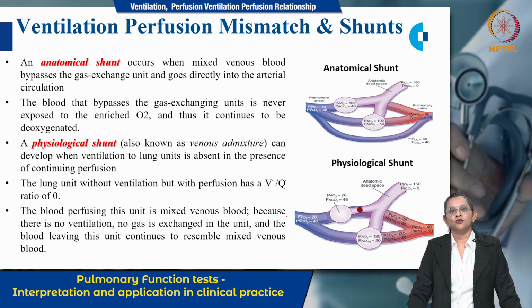Coming to the ventilation perfusion mismatch and shunts. There are two types of shunts. One is the anatomical shunt and the other is the physiological shunt.